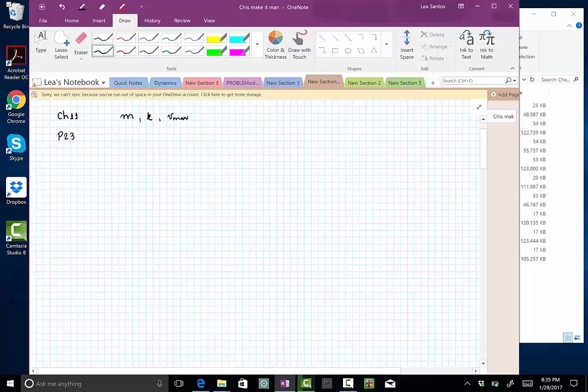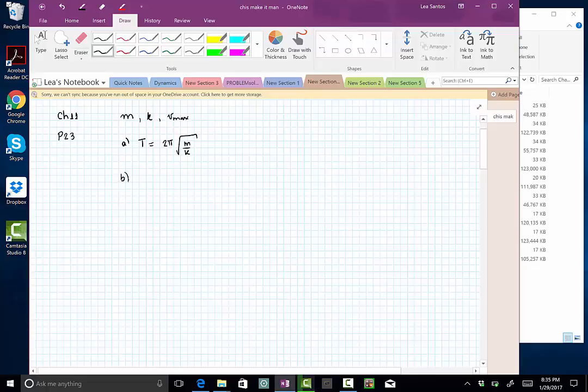The first one is determine the period. Well, do we have enough information? We do. Remember, the period doesn't depend on the amplitude. The period only depends on the mass and the spring constant. So we can go straight for the equation. The period is 2 pi square root of m divided by k. We have m, we have k, so we have the period.